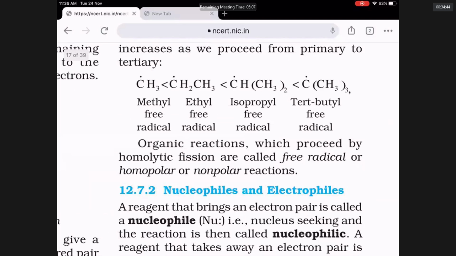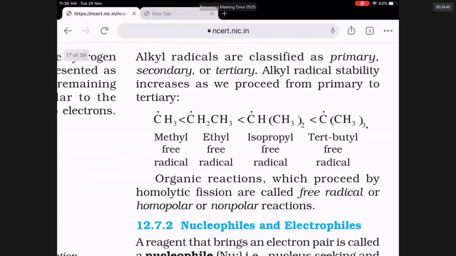The order of stability of free radicals. In free radical also, which has an unpaired electron formed due to homolytic fission, the more distributed the lone electron, the more is the stability. Therefore, tertiary butyl free radical, the unpaired electron is distributed over wide range. Therefore, it is more stable. Methyl free radical is least stable.